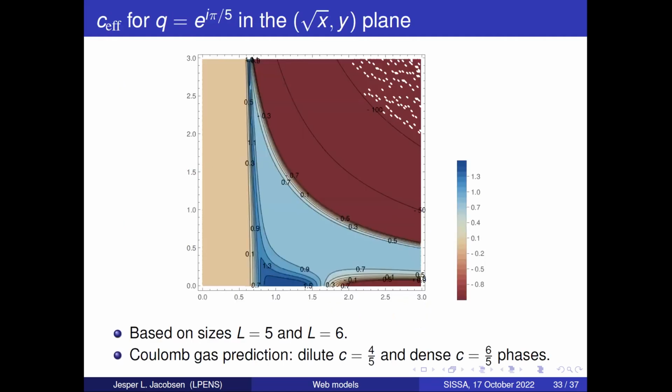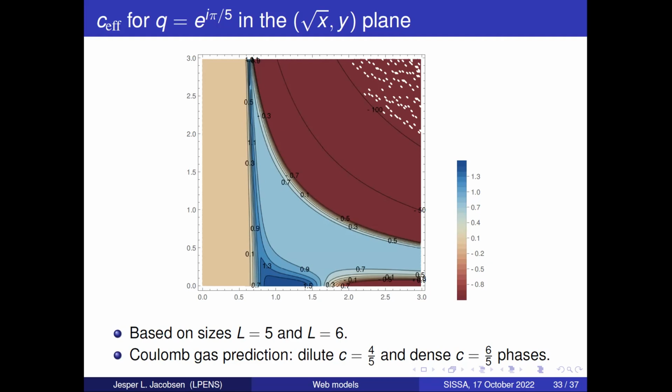And this is what we see. So here I have taken just, in principle, a rather random value of Q, which I take as e to the i pi over 5, just to have sort of an ugly number. And this is a color-coded plot of the central charge. Along the x-axis, you have the weight per bond, or rather its square root. Along the y-axis, you have the weight per bifurcation.